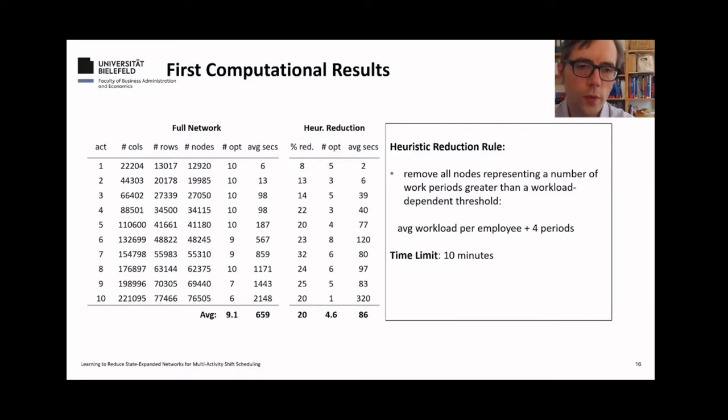As mentioned before, one approach for trying to get good solutions quickly is to heuristically reduce the size of the state-expanded network. The second column of this table shows the result from applying a simple heuristic network reduction rule that removes all nodes representing long shifts with long hours of work. The results show that while the reduction with this rule is only moderate, the solution quality still is not very good. In particular, in less than half of the instances we were able to actually find the optimal solution.